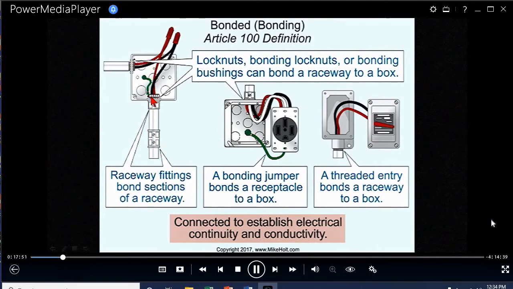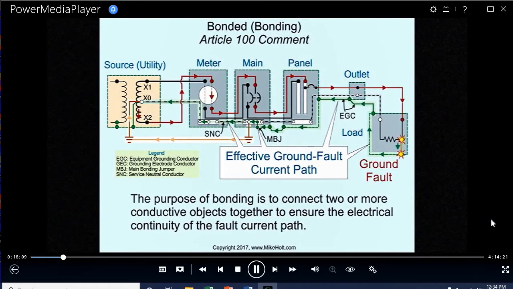Well, here's a typical receptacle. So this grounding receptacle is going to be bonded to the box, and this cover itself, or rather the threaded entries, provide the bonding methods. So that's the general concept of bonding. But I want to bring out a couple other things to be aware of. And this is a comment, as you notice in the heading. This is not a rule. This is a comment.